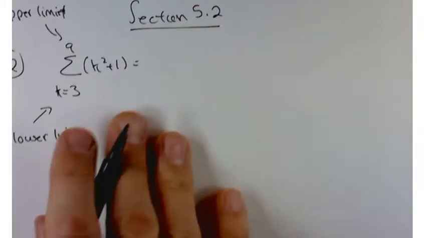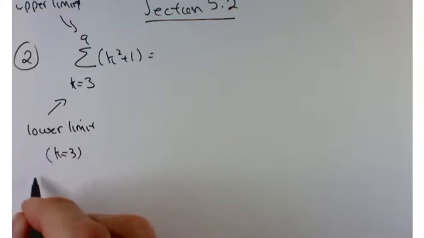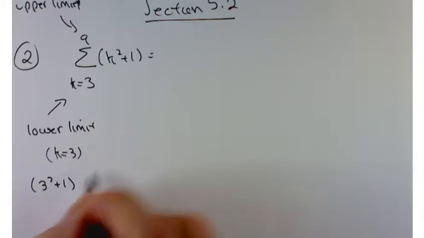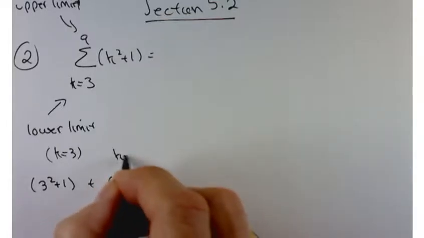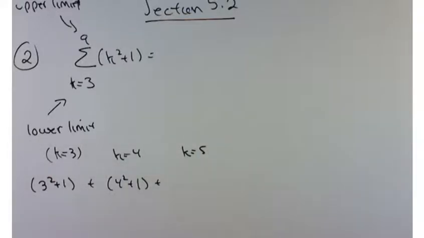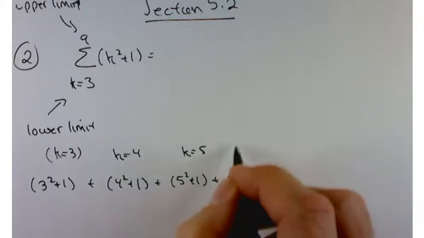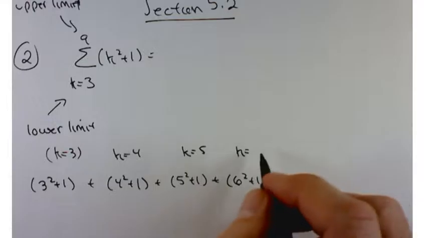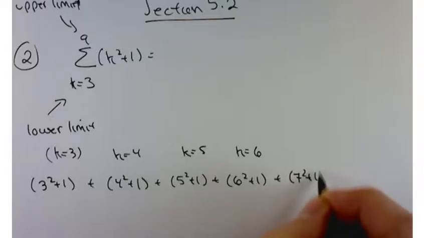So let's see what that's going to look like. At k equals 3, we've got 3 squared plus 1. And then at k equals 4, you've got 4 squared plus 1, and so on. We're going to do that for all 7 of these numbers between 3 and 9. So 5 squared plus 1, 6 squared plus 1, 7 squared plus 1.